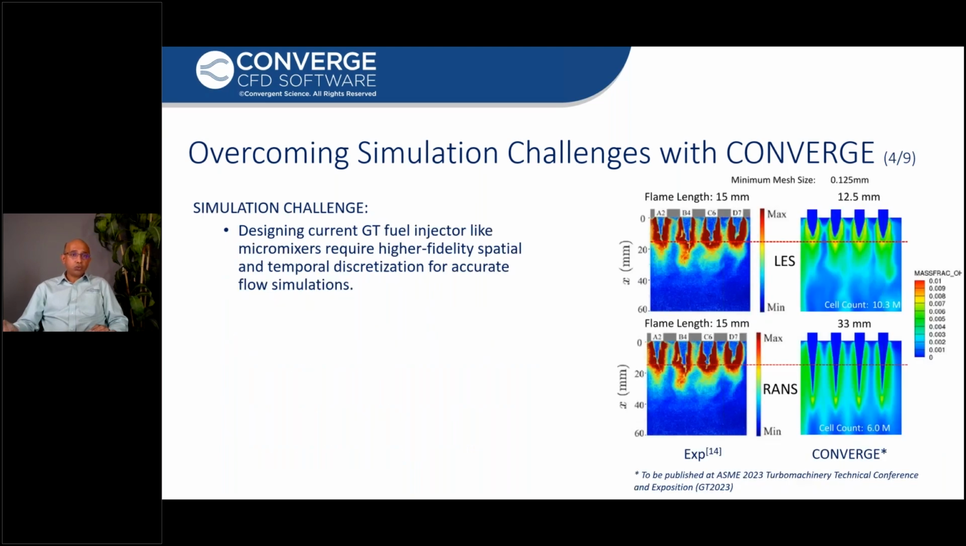Now let's move on to overcoming some of the simulation challenges that we face in gas turbines. Designing micromixers in gas turbines can offer some simulation challenges in that the mesh sizes necessary to resolve flow through microchannels can be quite small, and the time steps required to resolve these flows can be quite small as well. Both finer meshes and small time steps add to more memory requirement and larger simulation runtimes.